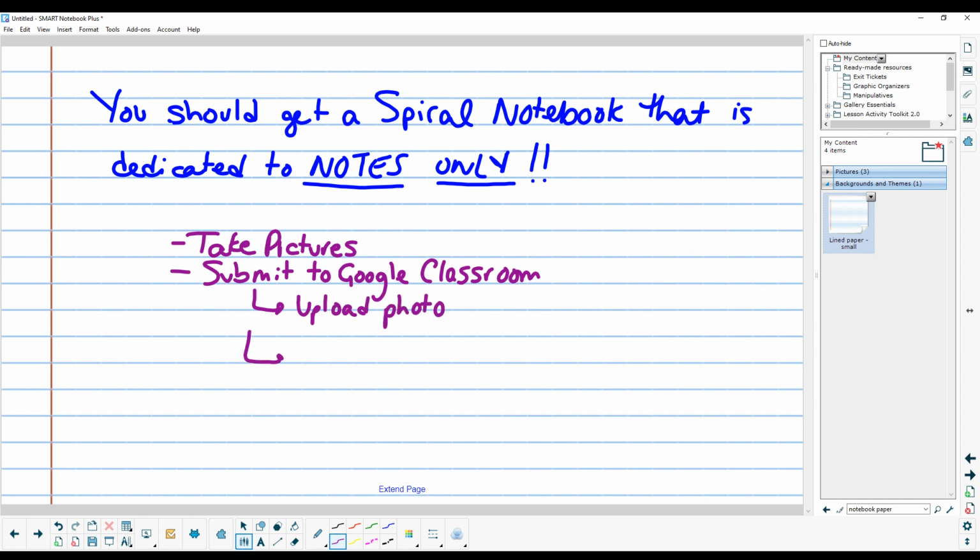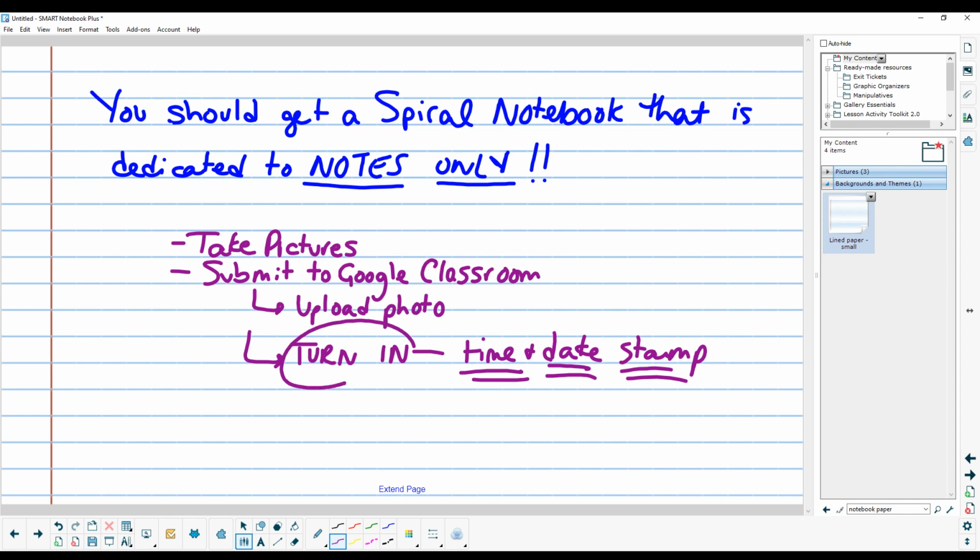And then don't forget to hit the turn in button, because the turn in button is what makes sure you get a time and date stamp in Google Classroom. And if you don't have this, then I don't have that, and it actually shows up in the missing work section, which is a problem. So the turn in button, that's a biggie. Most kids are pretty good at it, but a couple kids forget. So you're going to take pictures of your notes, submit to Google Classroom, upload the photos, hit turn in, and then you'll move on, and the next part will be actually doing your work.